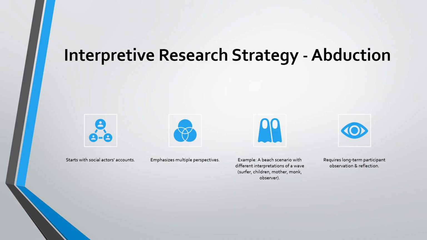Interpretive research follows a strategy called abduction, which starts with understanding how people interpret situations. Imagine a wave at the beach. A surfer sees it as an opportunity. A mother sees it as a danger. A monk sees it as a symbol of impermanence. A scientist sees it as a natural phenomenon.